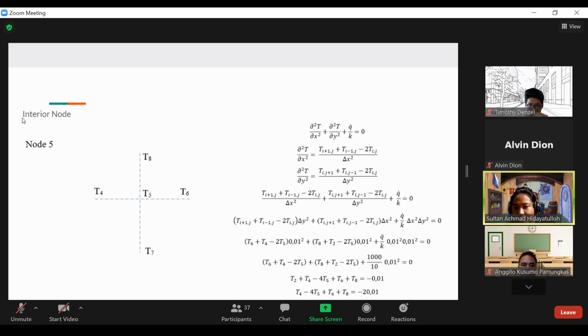And then the equation becomes T4 minus 4 T5 plus T6 plus T8 equal to minus 0.01, sorry. Next.